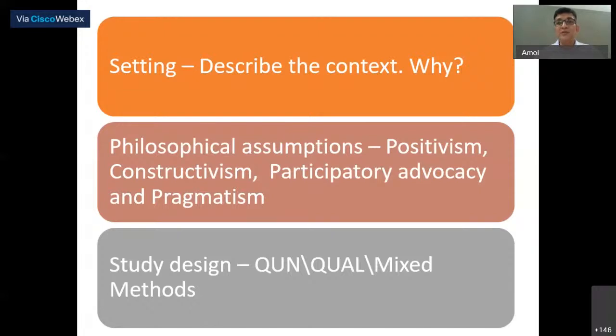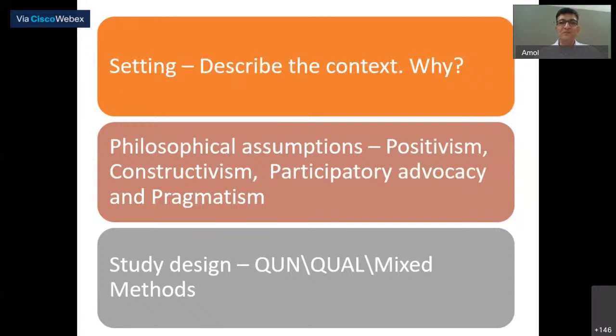Second thing is to explicitly state what kind of philosophical assumptions you are going to have in your study, and what assumptions are going to help you to answer your research question. Then give details about quantitative, qualitative, and mixed method. Don't just write down one line, or sometimes I see case control study or cohort study. Write down in a descriptive form. You have a plan to go for a case control study, and why you think that case control study is appropriate for it.